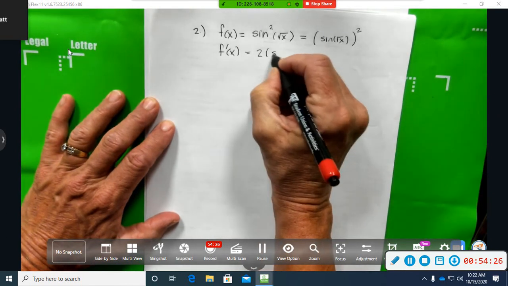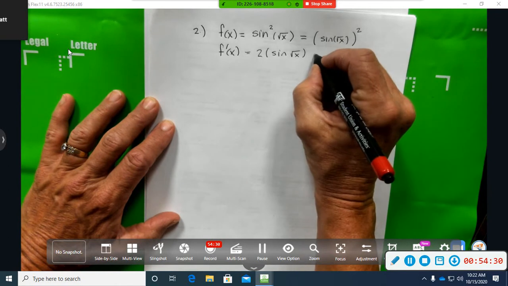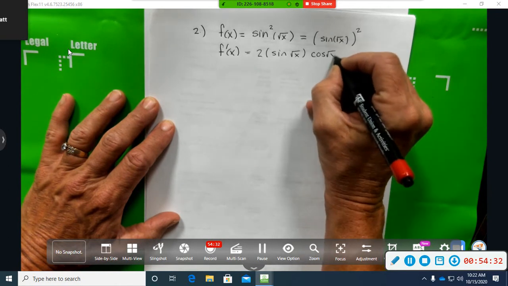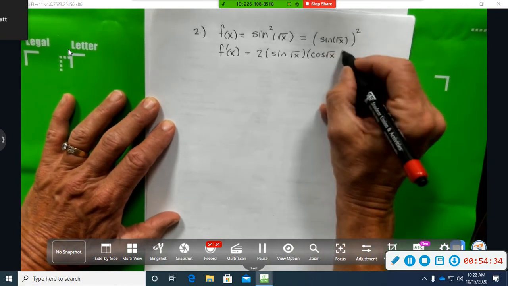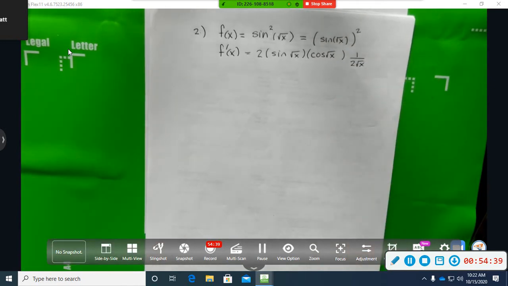2 times the sine of the square root of x to the first. Then we get the cosine of the square root of x. Then the derivative of the square root of x. Can you make that jump right there, or do you always write it as a power and then take the derivative? Okay, remembering that the derivative of the square root of x is 1 over 2 square root of x. The 2's will cancel, and so you can write sine of square root of x over cosine square root of x divided by the square root of x.